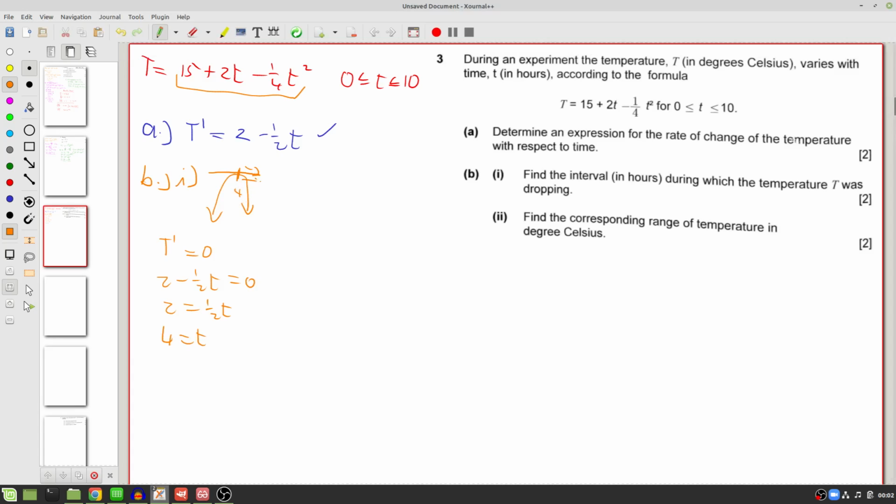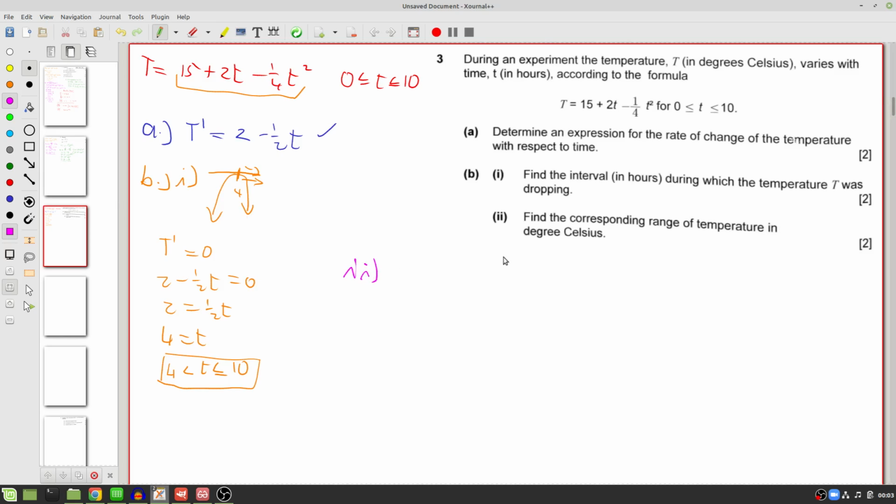So everywhere to the right of 4, the temperature will be dropping. And we only go up to 10, so it'll be from 4 all the way to 10, right? And at exactly 4, it won't be dropping because that's the turning point, so the gradient will be 0. It won't be rising or dropping, it'll be constant at that point, but then it drops all the way further. So this is our answer to question B1. Then we get to B2.